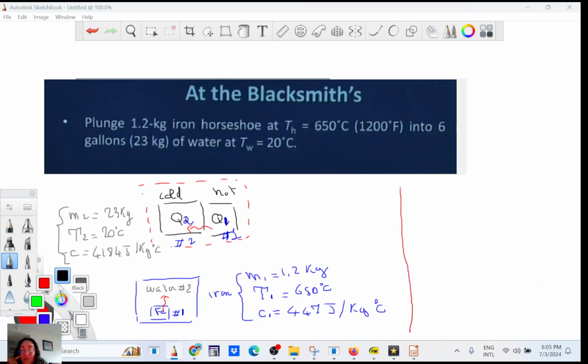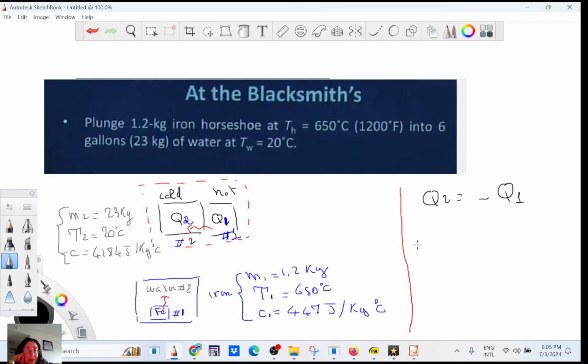Okay, so you can pause the video. You can say that Q2 equals minus Q1. That will be one way to do it. So Q1, 1 is iron, okay? So iron is losing.